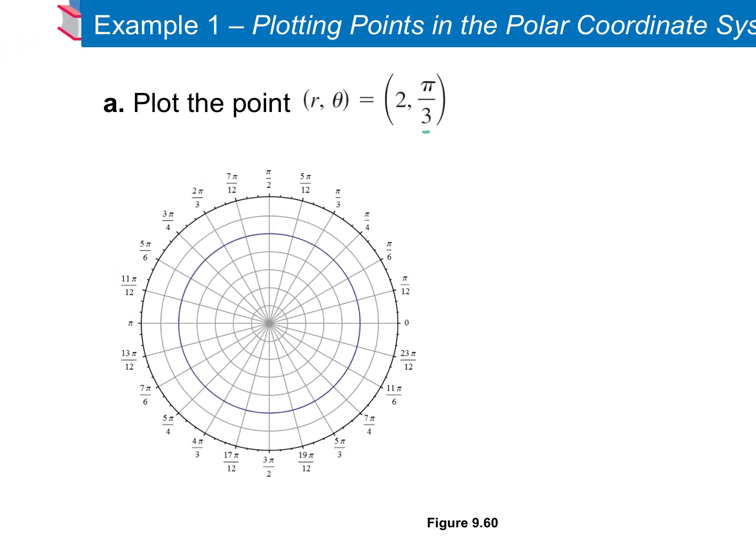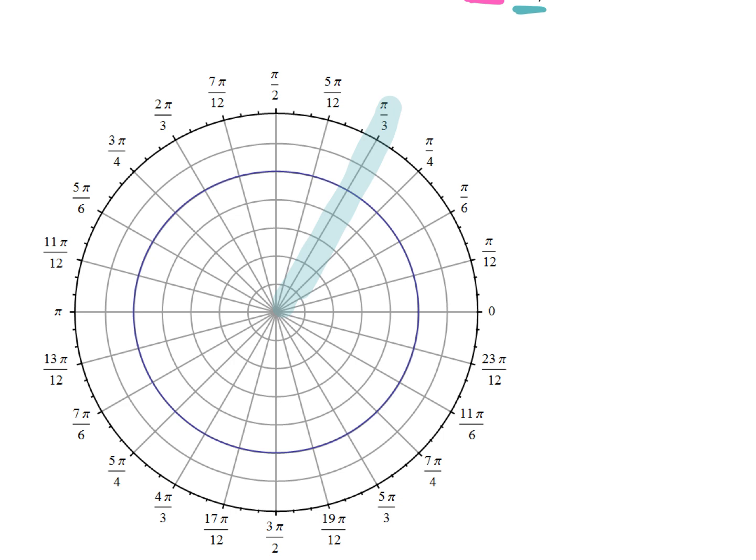So the first thing we want to do is start with θ. We're going to find where π/3 is. So on our polar coordinate plane here, we've got π/3 right here. r is the directed distance, so we're going to go 2 units from the pole. The pole is the center. Each circle that we have here is like 1 unit. So we're going to go out 2 units. We have 1, 2. This would be our point.